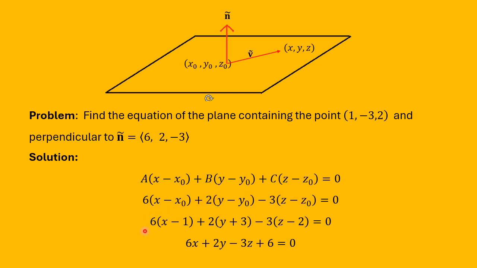So we substitute in the values of a, b, and c, and also the values of x naught, y naught, and z naught into that equation. So here is the equation of that plane.